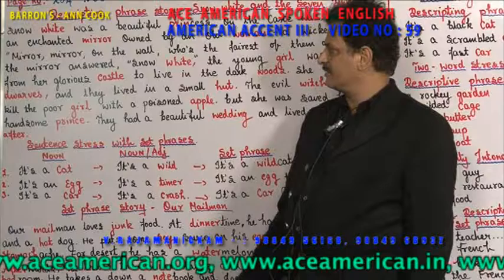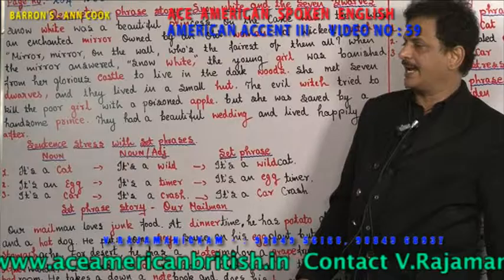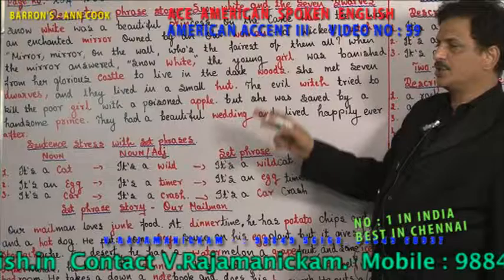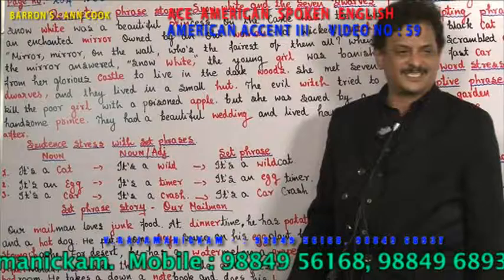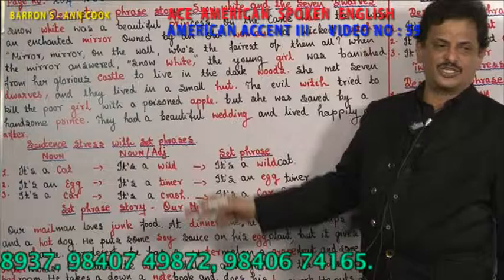To live in the dark woods. So this old witch, what did she do? She took away Snow White from the castle, the palace, and put her in the dark woods. Dark woods. Woods is a noun. Dark is an adjective. She met seven dwarves. So dwarves is a noun. Seven is an adjective. So seven dwarves. Right? Short people. And they lived in a small hut. Hut is a noun. Small is an adjective. So hut should be stressed.